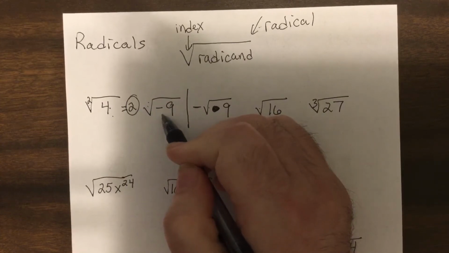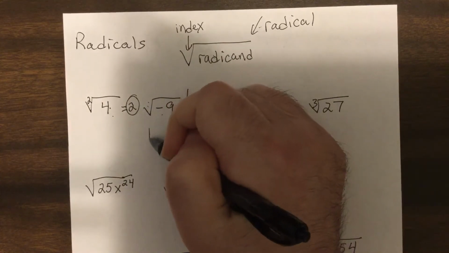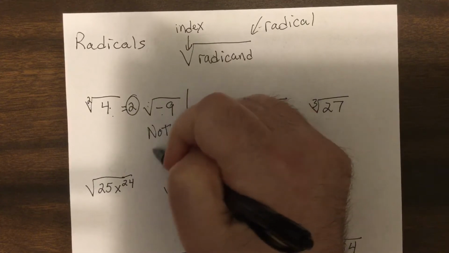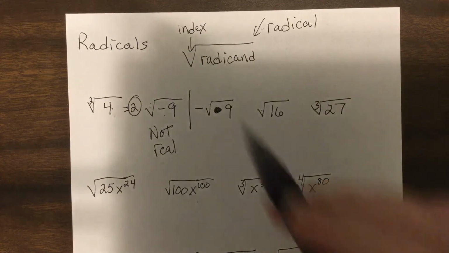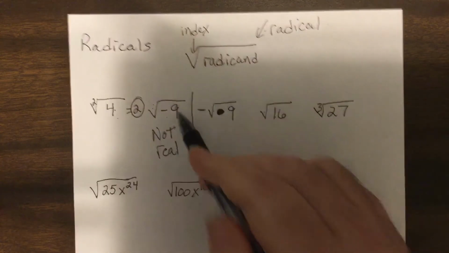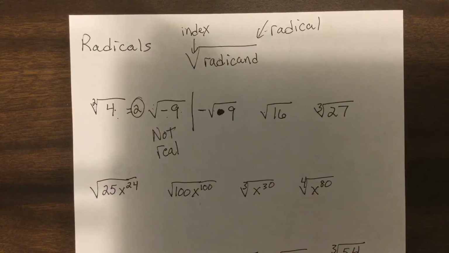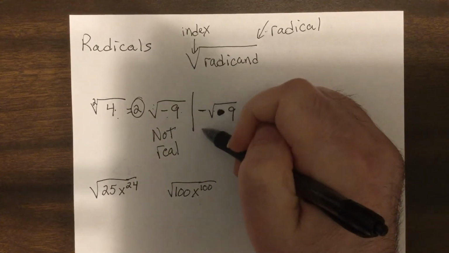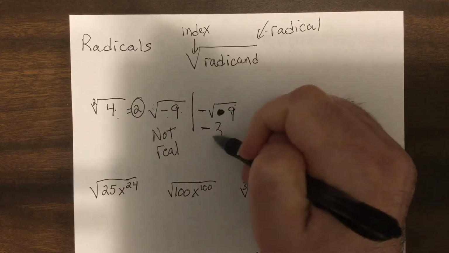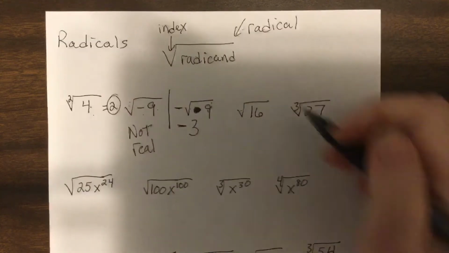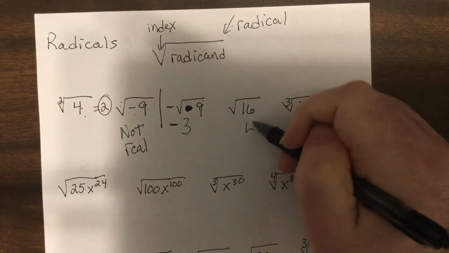Now, what do you square to get -9? Can't do it, so it's not real. We're going to find in a couple weeks a number that does take care of that. But for now, this would be, what's the opposite of the square root of 9? What do you square to get 9? So it'd be -3. What do you square to get 16?